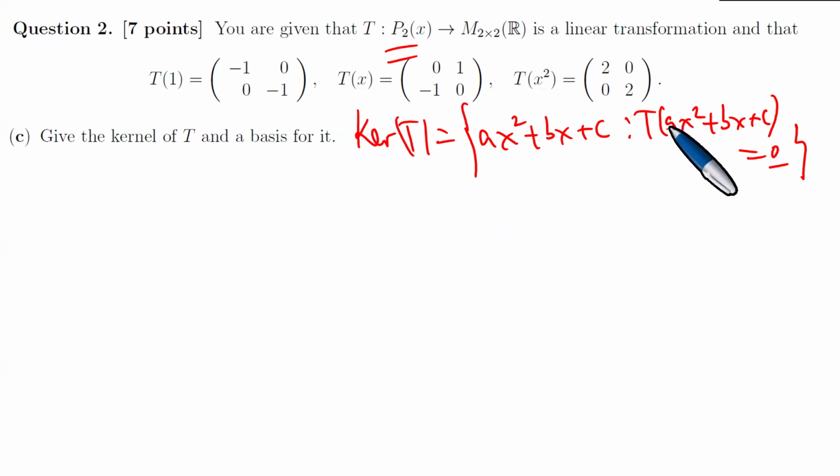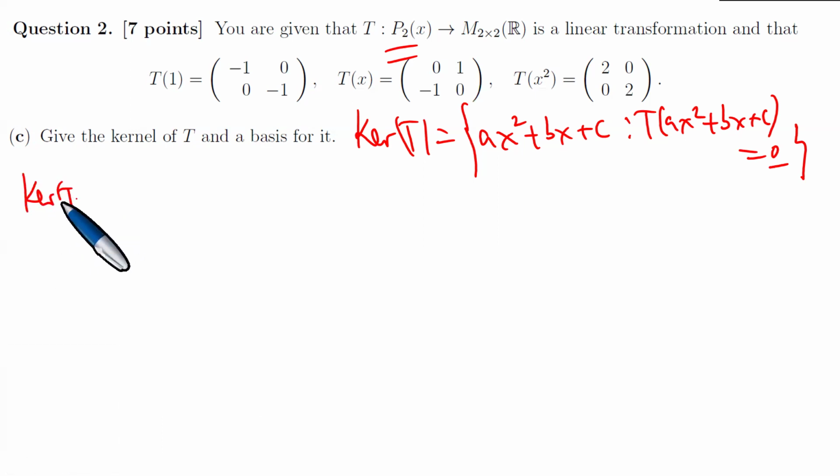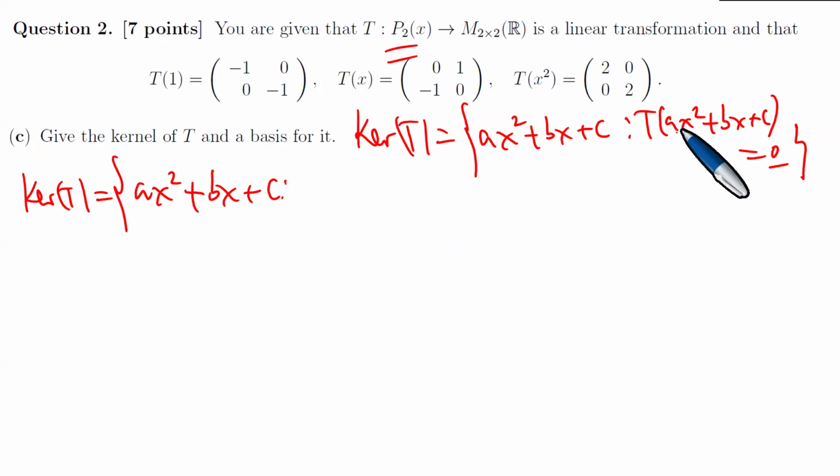So it means, therefore, you need to consider the image of this. What is the image of this? So for the kernel, you proceed as follows. You can write the kernel of T as ax squared plus bx plus c. What is the image of this? The image of this is going to be exactly 2a minus c, minus b, minus b, 2a.